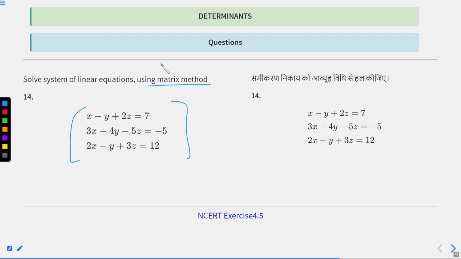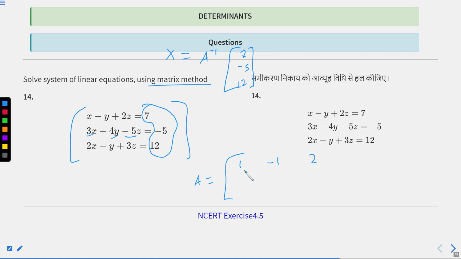matrix method, and what does this mean? I have to know what A inverse is and what B is. B is nothing but the column matrix of the right-hand side numbers like this, and A inverse will be the inverse of this coefficient matrix A, which is 1, minus 1, 2, 3, 4, minus 5, and 2, minus 1, and 3. So I have to find the inverse and then solve this product matrix.